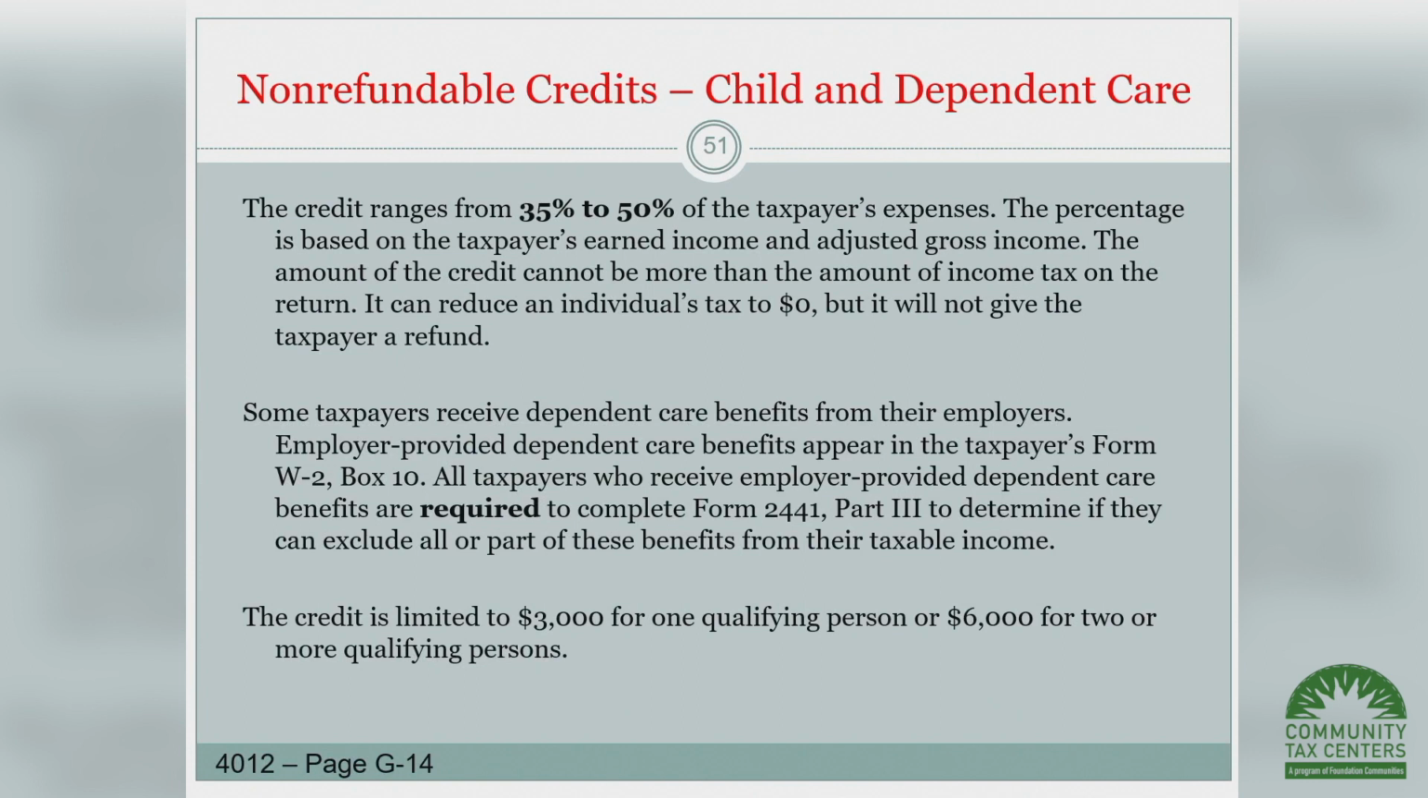Some taxpayers receive child and dependent care benefits from their employers, and that will be indicated on their W-2 forms. All payers who receive employer-provided dependent care benefits are required to complete an additional form, Form 2441, Part 3, to determine if they can exclude all or part of the benefits from their taxable income. The credit is limited to $3,000 for one qualifying person or $6,000 for 2 or more qualifying persons.